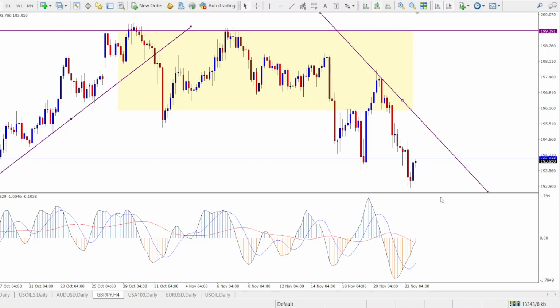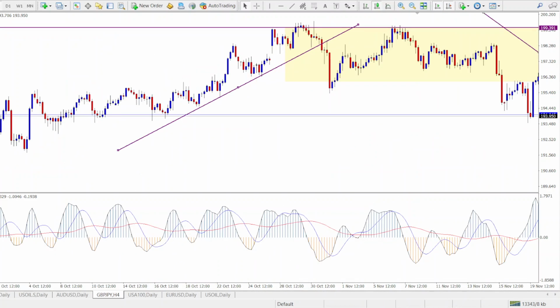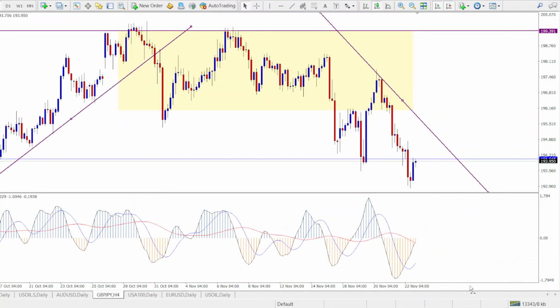So when you are in a trending market, you're going to see that the indicator is mostly going to be in the direction of that trend. In a bullish trend, we're going to find the indicator mostly in the positive territory. In a bearish trend, you're going to find the indicator mostly in the sell territory, in the negative territory.